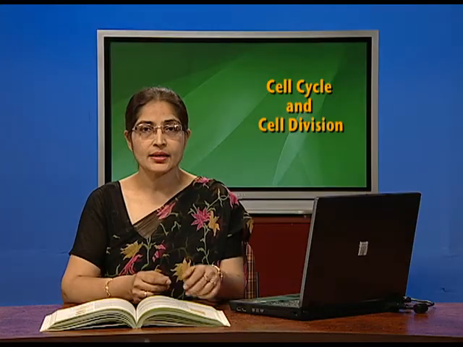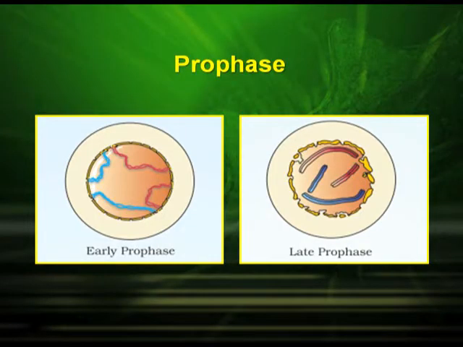Look at this diagrammatic representation of prophase. Notice the difference in the early prophase and the late prophase. The chromosomes have become shorter and thicker, and the nuclear envelope can be seen to be disintegrating.